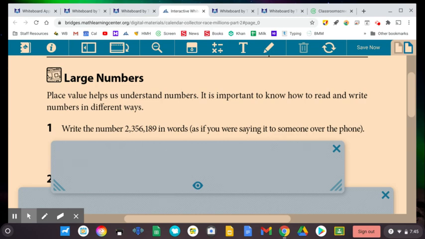Okay, are you back? Pronouncing the number. Remember how we talked about our numbers? Here's the millions family, the thousands family, and the units family. So I'm looking at this number. It's 2 million. Now I pronounce these 3 numbers together: 356,000. And then I pronounce these 3 numbers together: 189.